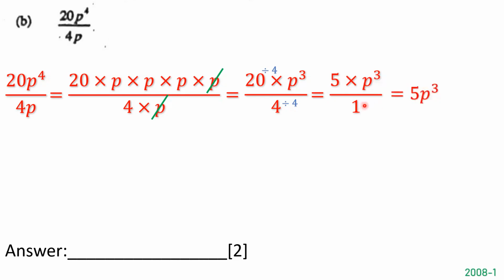We don't need to put the 1 because if we have a term or a number all over 1, then it's just the number or the term itself. And so 5p to the third power over 1 is just 5p to the third power. We don't need to put the 1 there. So the answer is 5p to the third power.